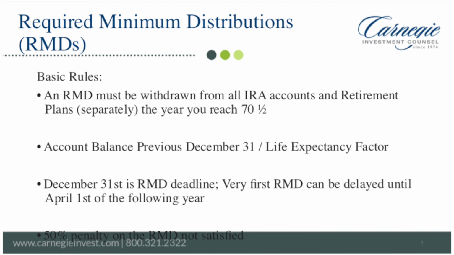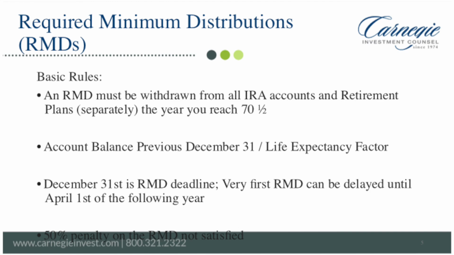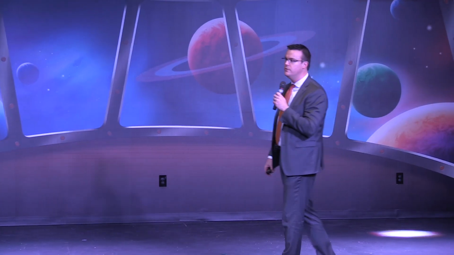So starting with the required minimum distributions, some of the basic rules around this minimum distribution that you need to withdraw from your retirement accounts. It must be withdrawn from all IRAs and retirement plans separately the year you reach 70 and a half. Depending on when your birthday is, that will determine the year in which you turn 70 and a half. And there's a calculation to determining that minimum distribution.